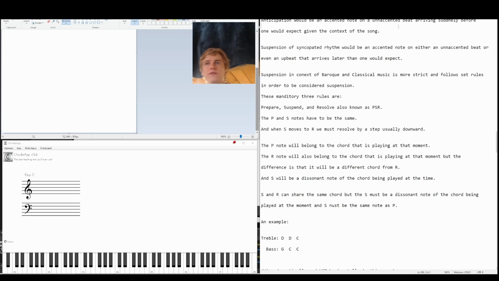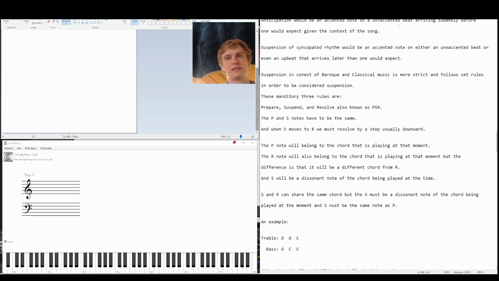So here we have a P and an S, and we have two notes that are going to be the same note. Okay, so if I have my prepare and my suspend notes, let's say it's D, I'm going to be using the same notes for both. So that's my prepare and my suspend. And when S moves to R, we have to resolve by a step, usually downward. So we'd have D, D, C.